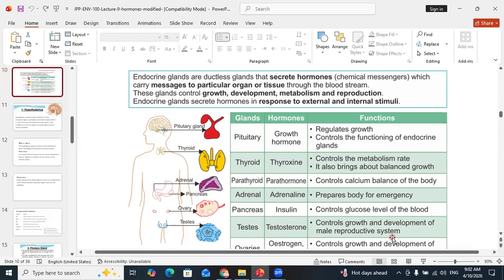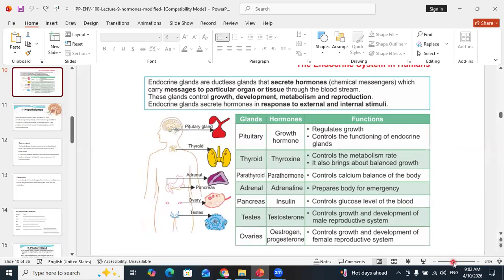Ovaries are basically the gland which produces estrogen. The ovary actually produces two different hormones. One is estrogen, the other is progesterone, and both are there. These are the two hormones produced from it. It controls the growth and development of the female reproductive system.